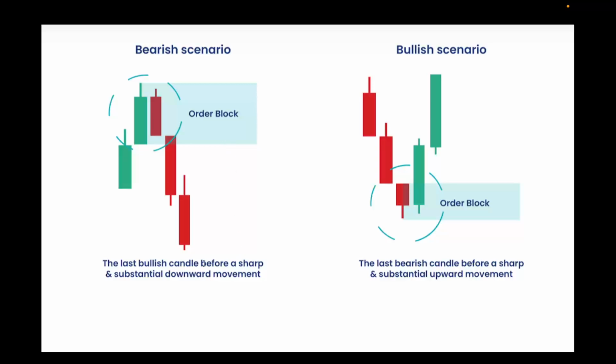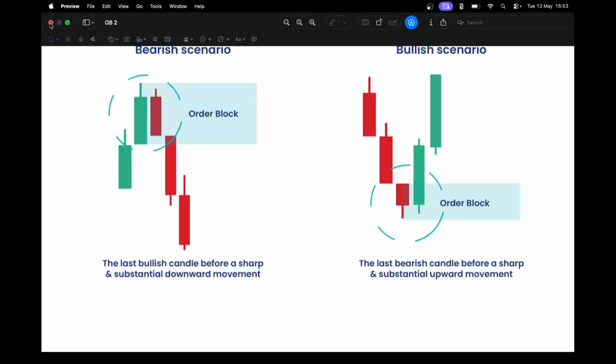So the last bullish candle before a sharp and substantial downward movement is referred to as a bearish order block. Now, what of a bullish order block? A bullish order block is what? The last bearish candle, that is the last red candle that was formed before the impulsive green candles that did a break of structure, is referred to as a bullish order block. Do you understand? So those are what order blocks are about. It's as simple as that.